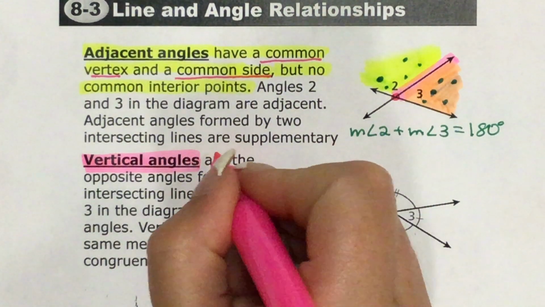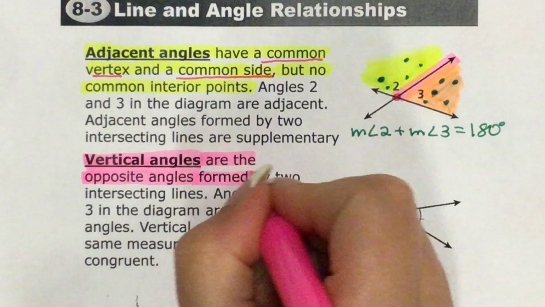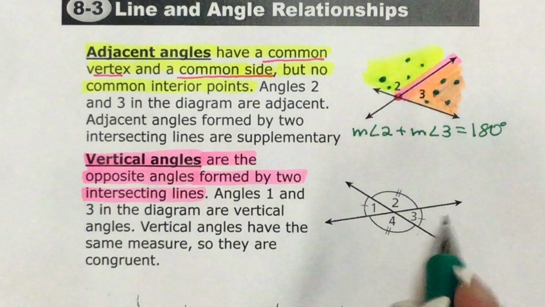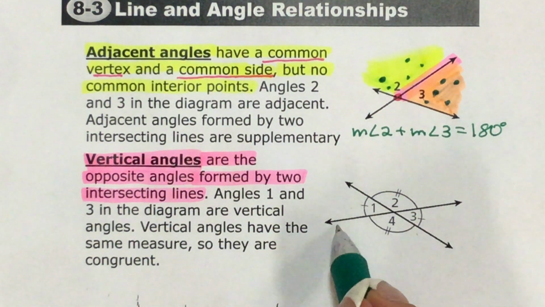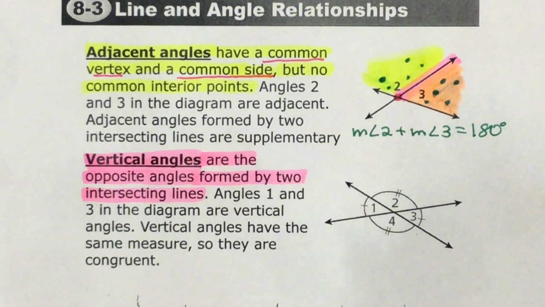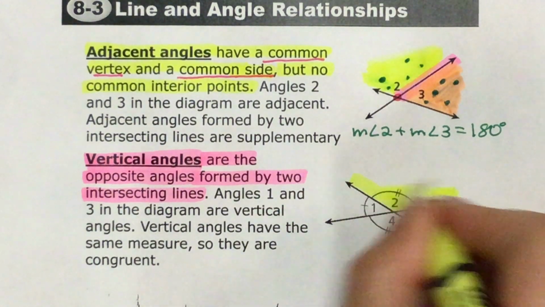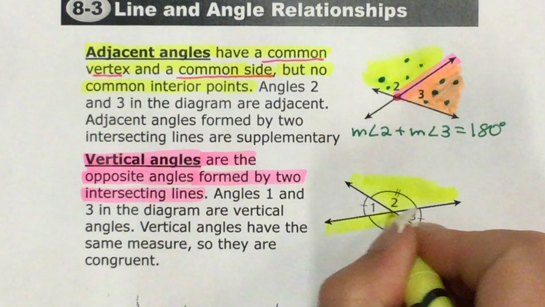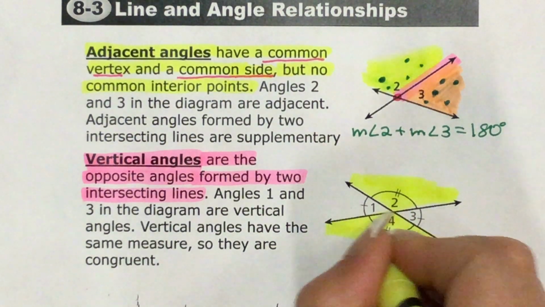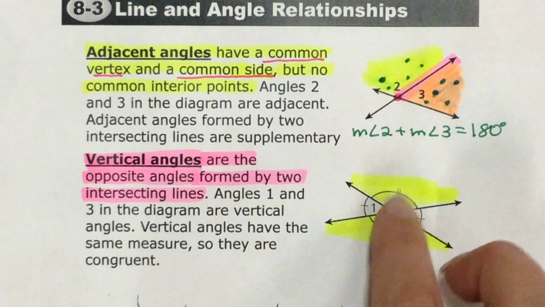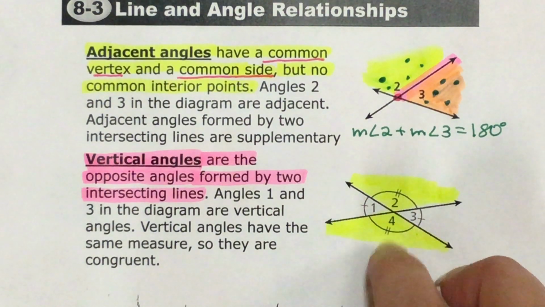Vertical angles are the opposite angles formed by two intersecting lines. So if you look here, we have this line and we have this line. These are two intersecting lines. Now the angles formed that are opposite. So right here, angle 2 is opposite from angle 4. These are called vertical angles. When you have intersecting lines, the two angles that are directly opposite from each other are called vertical angles.